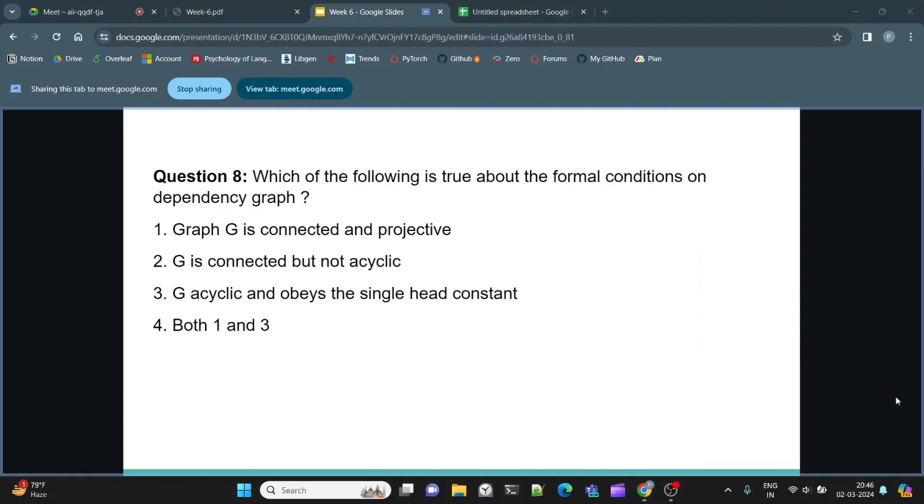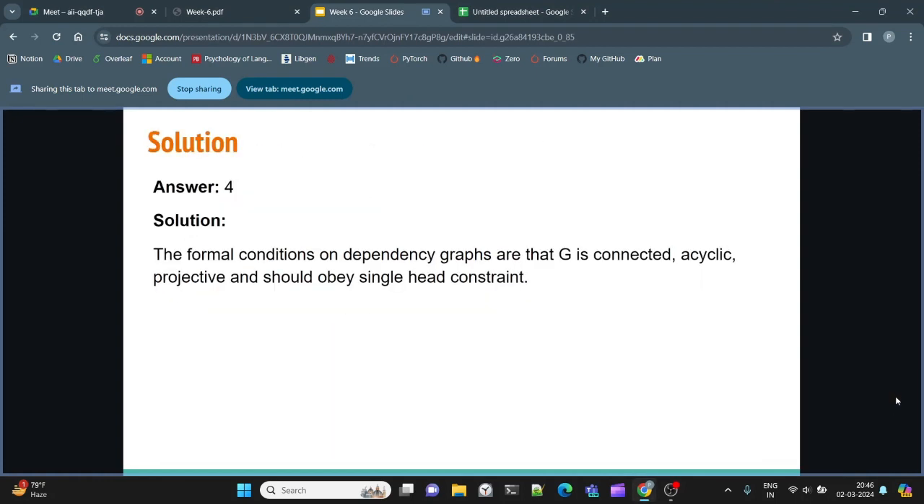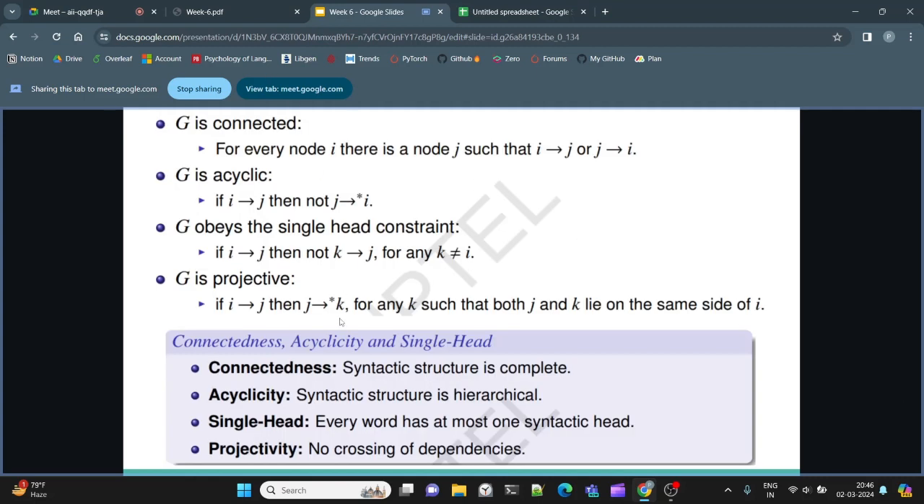If not, then we'll discuss. So the answer is 4. It's correct. Let's just quickly discuss what the different characteristics are. So G should be connected. The graph should be connected. So for every node I, there's a node J such that there is an arc from I to J or J to I. Okay, either one would be there.